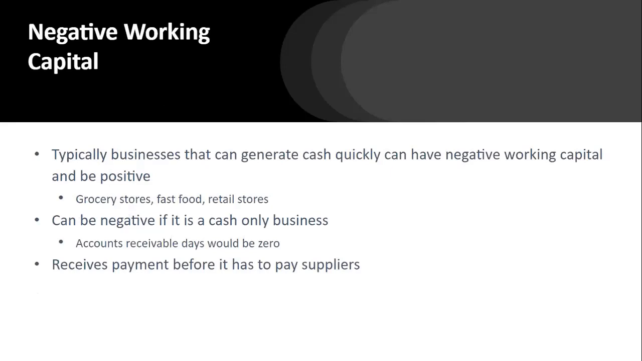Another example is you can also have negative working capital. Negative working capital is typically found in businesses that can generate cash quickly, like grocery stores, fast food, and retail stores. Also, if it's a cash-only business, they wouldn't have any accounts receivable days, so that would be zero. So it would almost always come out to a negative number.